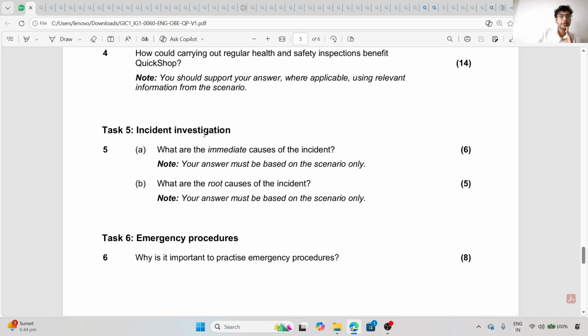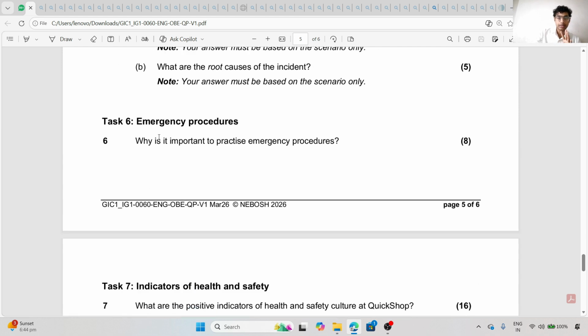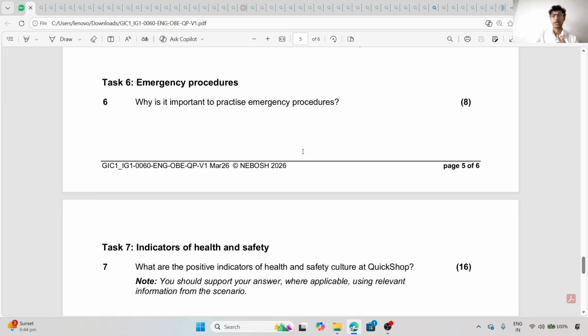Now the fifth task, incident investigation. What are the immediate causes of the incident? What are the root causes of the incident? By seeing the scenario, you should write the immediate causes and also the root causes from the scenario only. In emergency procedure, why is it important to practice emergency procedures? You should write that.